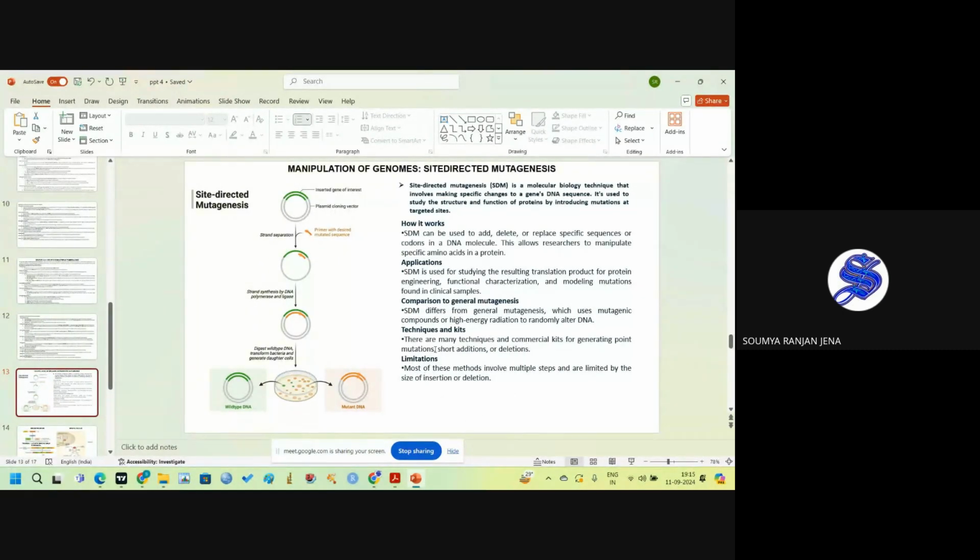The limitation of this SDM is that most of these methods involve multiple steps and are limited by the size of insertion or deletion, because we cannot insert a large fragment. We can use a small fragment or small insertion or deletion in a particular gene, not targeted to a large genome.